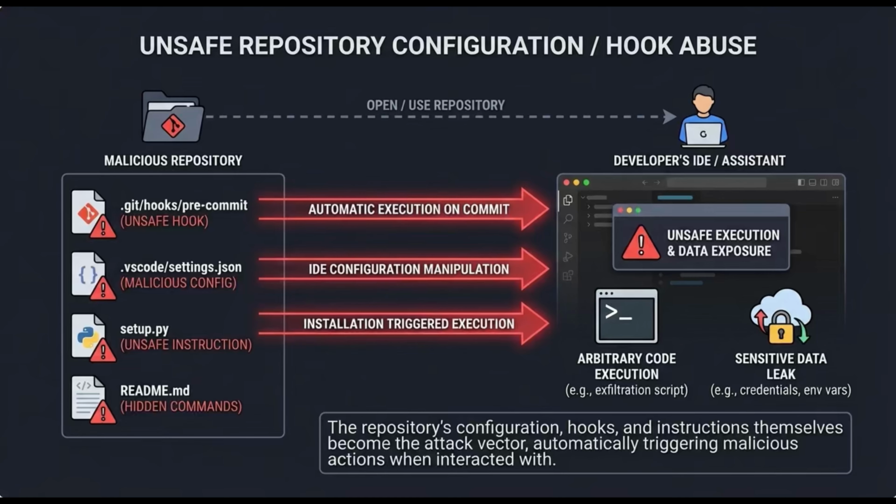Today I want to talk about repo-based hook and configuration abuse. Here's how just opening the wrong repository can turn project files into an execution path. This attack uses the repository itself as the weapon.